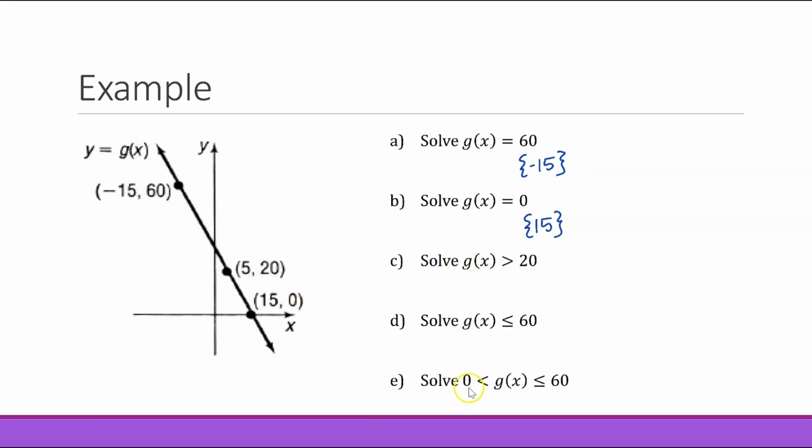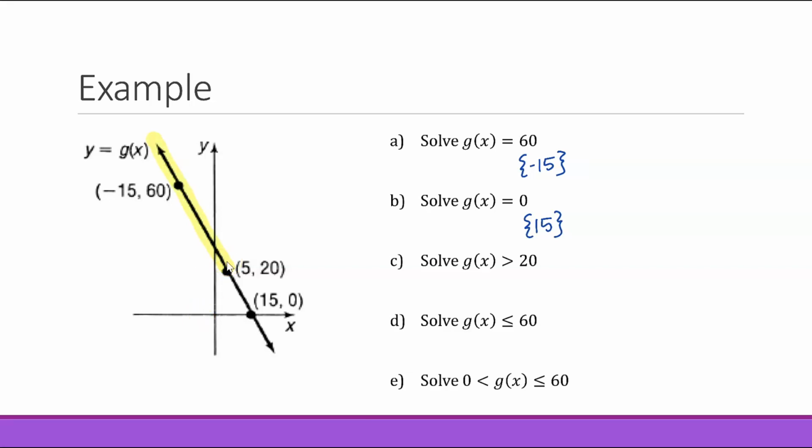Now, parts C through E are inequalities, so my answers are going to be intervals. Solve, when is the g of x function greater than 20? So where are the y values greater than 20? What I'm going to do is realize that at 5, that's one location where the y value is 20. I want to know all the x values that will give me a y value that's bigger than 20. So I'm going to highlight that region. That region is going to be this top part of the line over here.